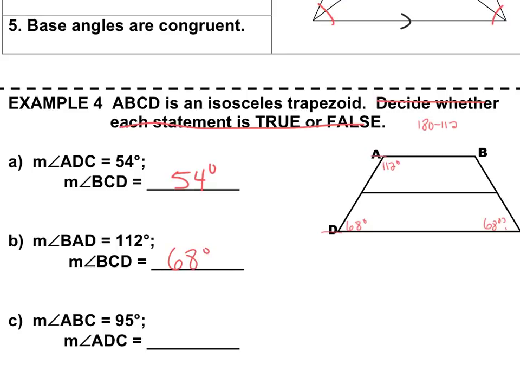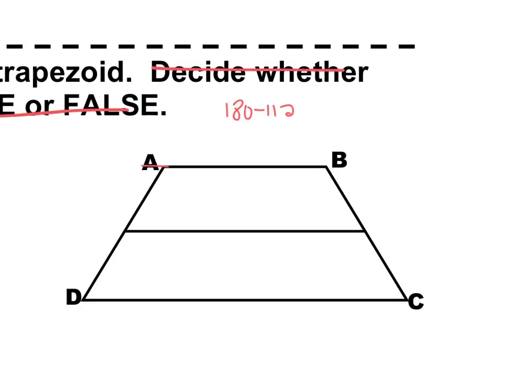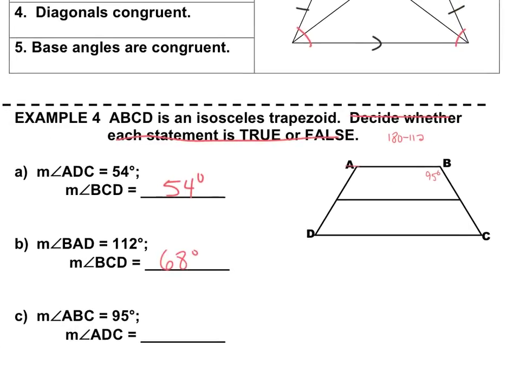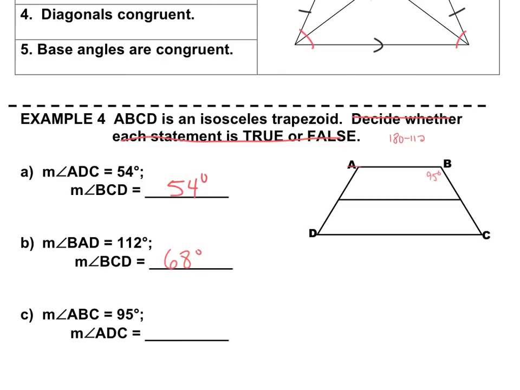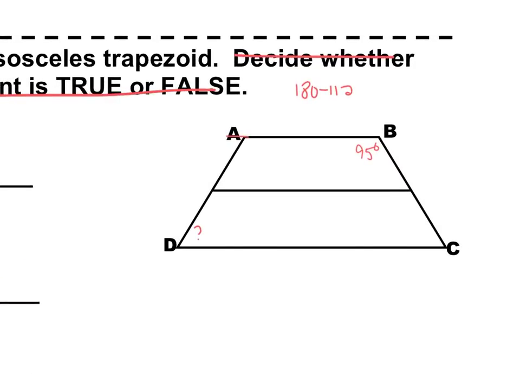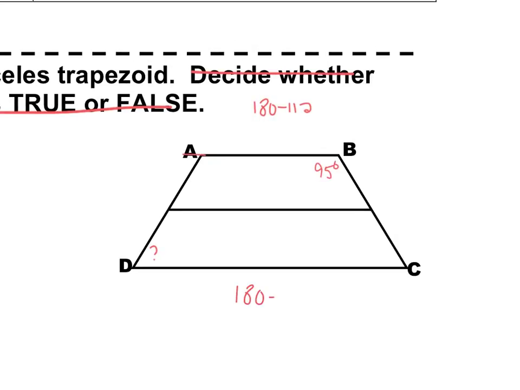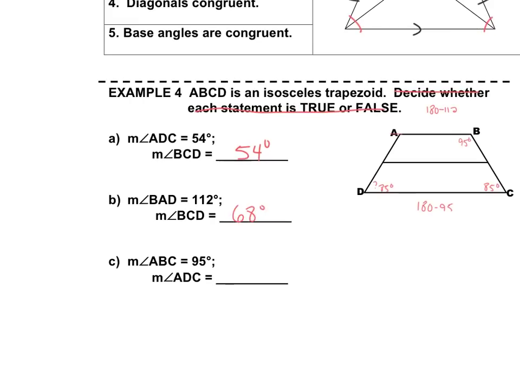Now we have one more here. This one says that the measure of angle ABC is 95 degrees. And it wants us to find the measure of angle ADC. So it wants this one down here. So it's basically the same thing. I can take 180, subtract the 95, and I get 85 should be angle C. And since angle D and C are congruent, that makes angle D 85 degrees also.